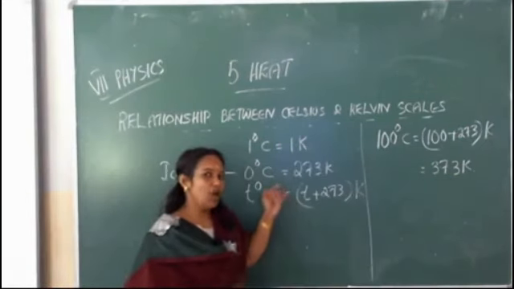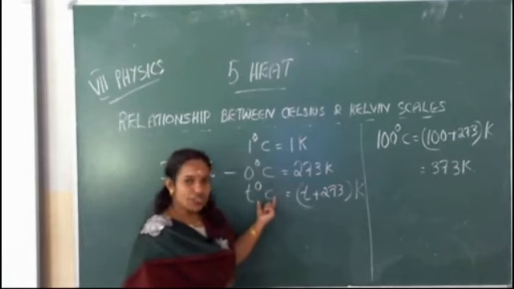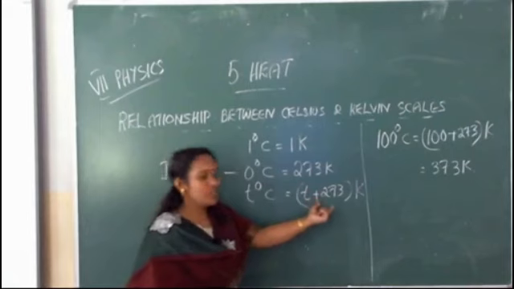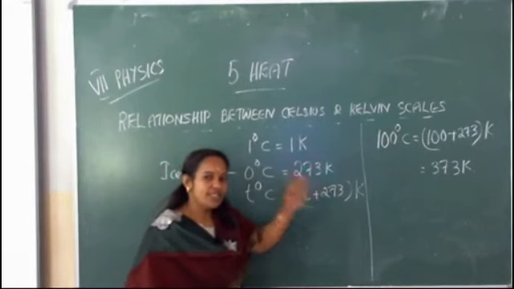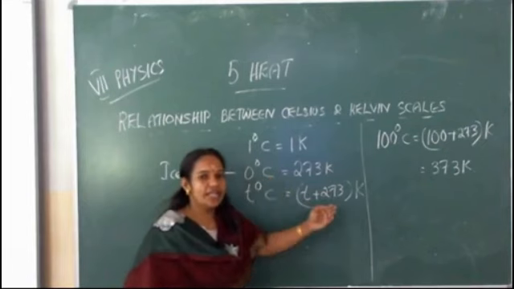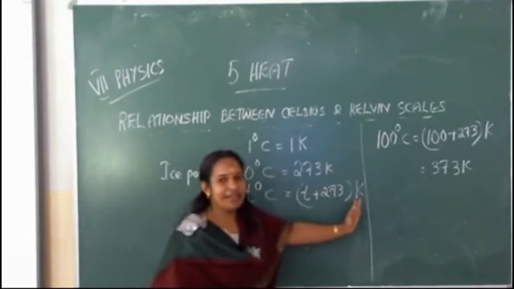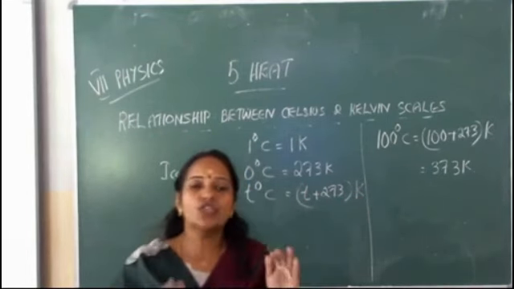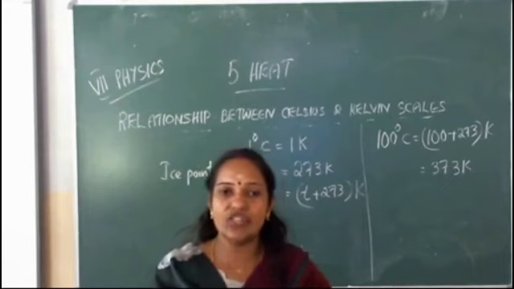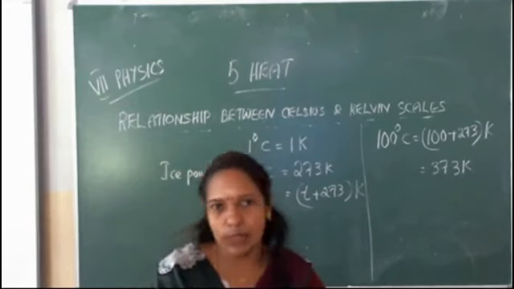In this lesson you have to do the numericals also. A particular temperature in Celsius scale will be given. Convert it into Kelvin scale temperature. So what we have to do? Just add 273 to the temperature in Celsius scale. Then we will get the temperature in Kelvin scale.